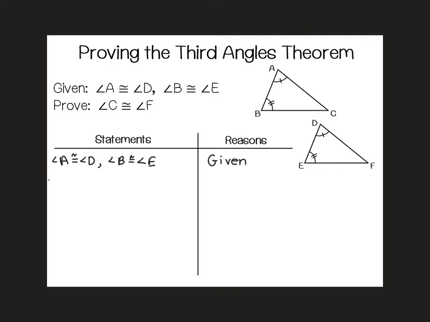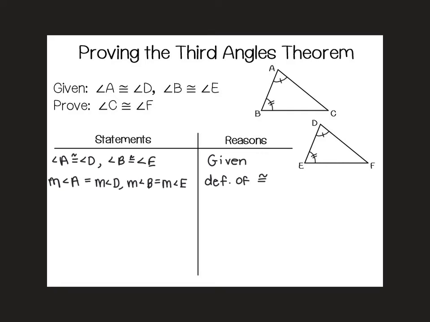Now, I know that I'm going to have to start adding some measurements very soon. And when we talk about measurements, we have to be using equality and not congruence. So really quickly, I'm just going to switch these statements to be equality. So if they're congruent, I know that their measures are equal. And we know that because that's the definition of congruence. Now that I've used my givens, I've switched those over to equality.